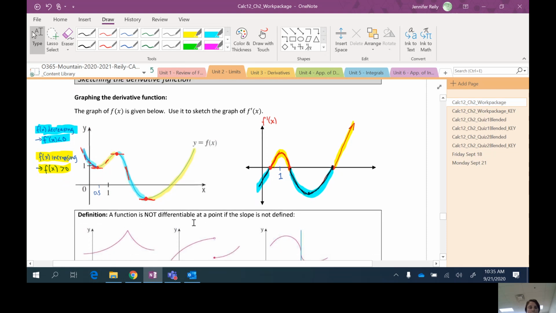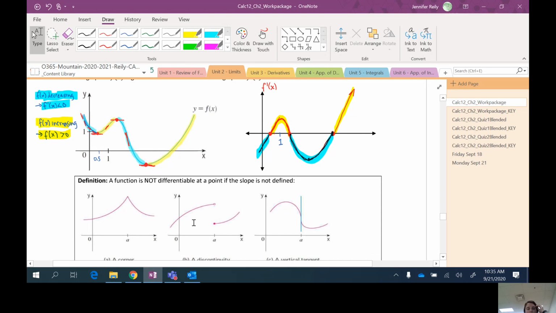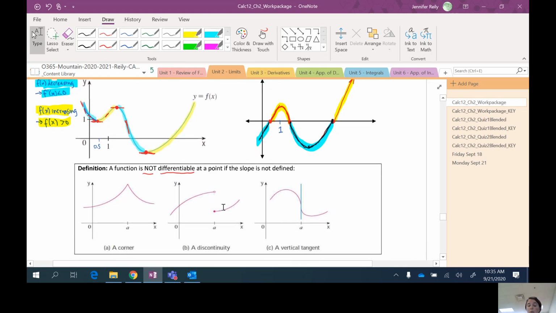Okay, there are some points where a function would not be differentiable. Not differentiable means that it does not have a slope of the tangent line. There's no tangent line slope at that point. So not differentiable means the tangent line does not have a defined slope. So there's 3 examples where this can happen.